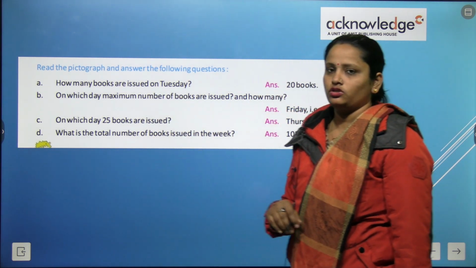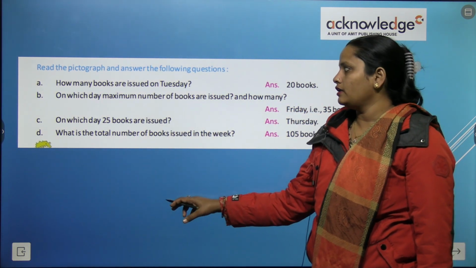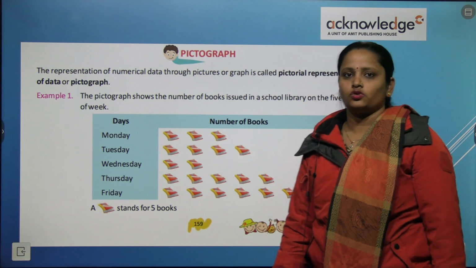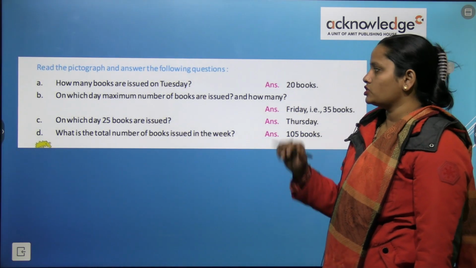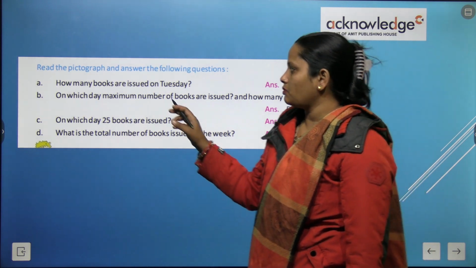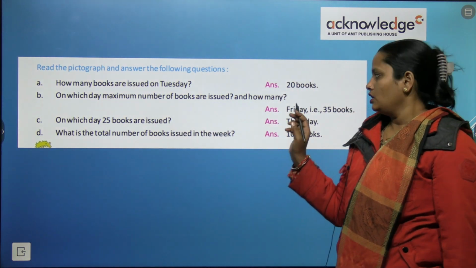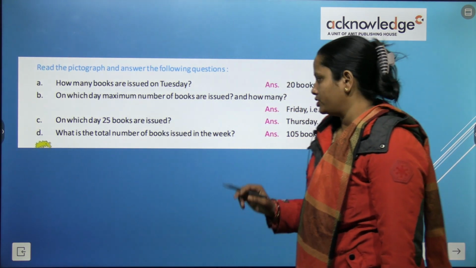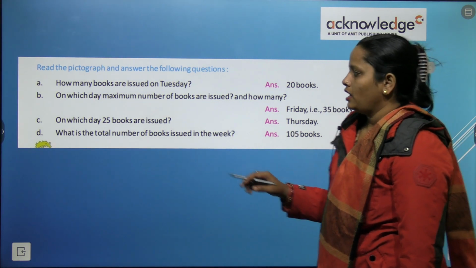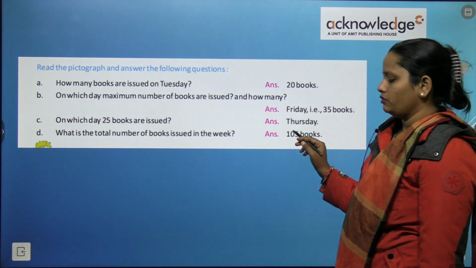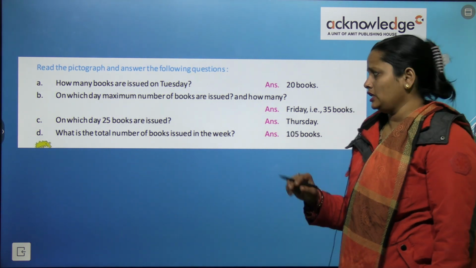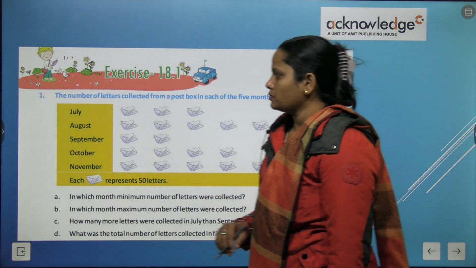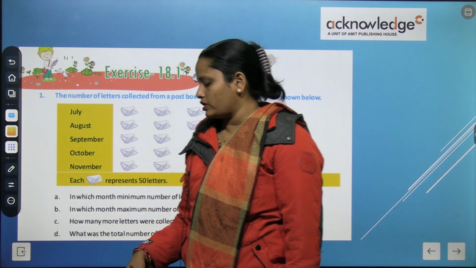How many books are issued on Tuesday? When we looked at the pictograph, we saw 1 2 3 4, 4 multiply 5 is equal to 20 books. Similarly, on which day maximum number of books are issued and how many? Friday, 35 books. On which day 25 books are issued? So it's Thursday. What is the total number of books issued in the week? That we have to find. So it's 105 books. So similarly, children, we have to answer the questions that are given in front of us.